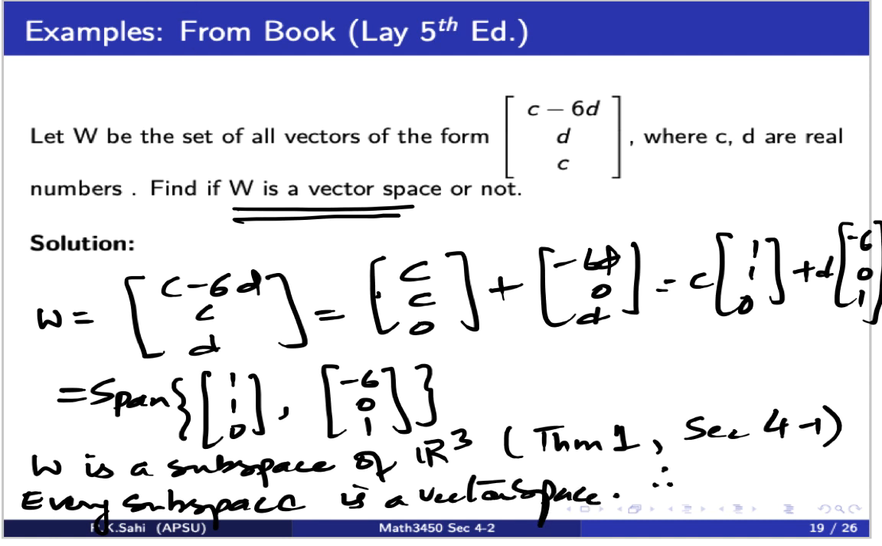Therefore, W is a vector space. Okay? Now, let's look at another example.